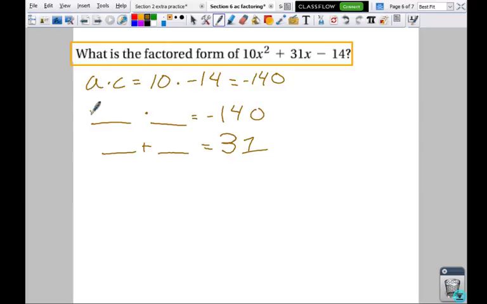I'll give you a hint: one of these numbers is going to be positive, one's going to be negative. If you're stuck on this part, finding out what times what is negative 140 and adds up to 31, I might be able to give you a little bit of a hint, if you ask.